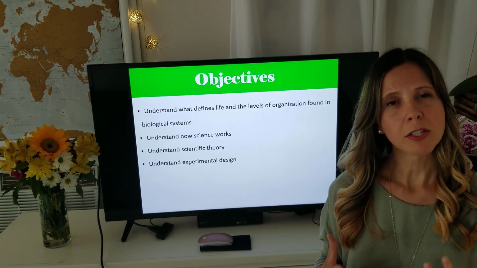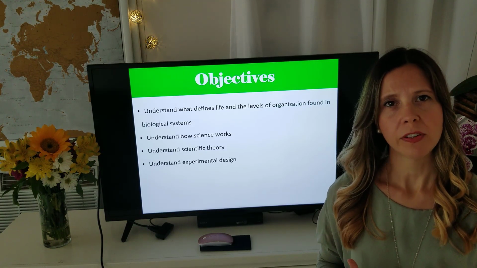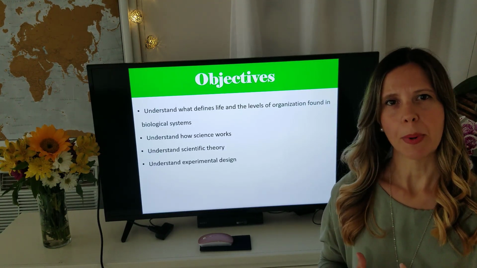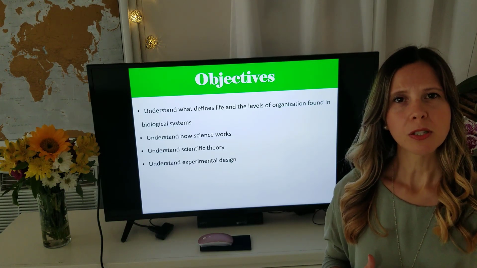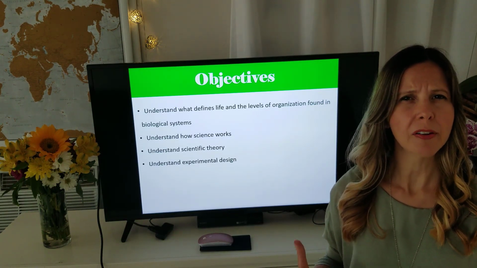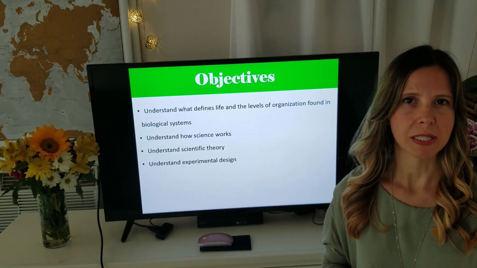During this session, we're going to try and understand what defines life. We're also going to talk about the different levels of biological organization. We're going to talk about scientific theory, how does science work, and look at experimentation.